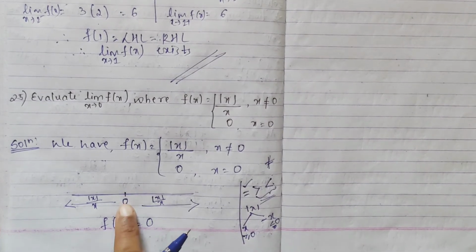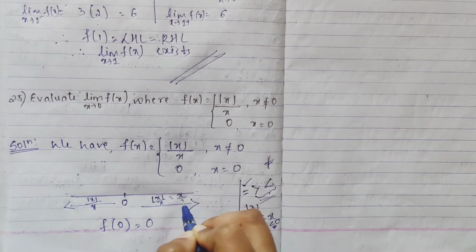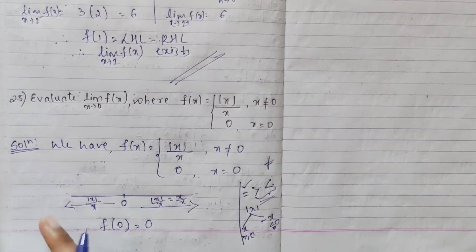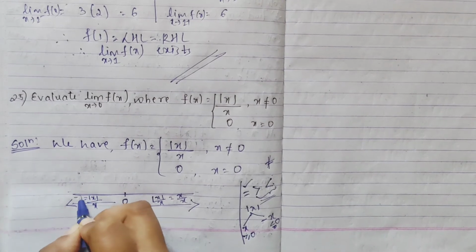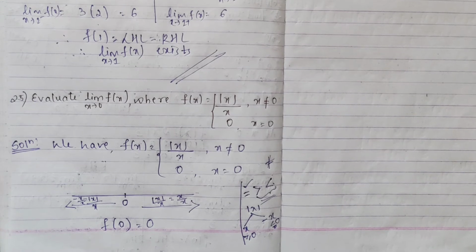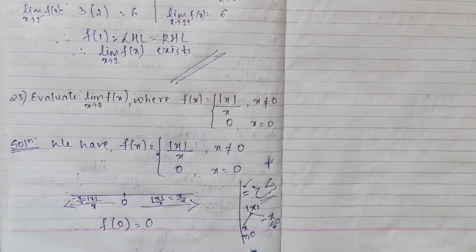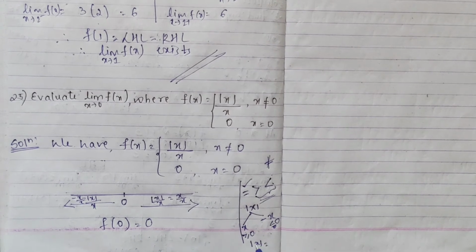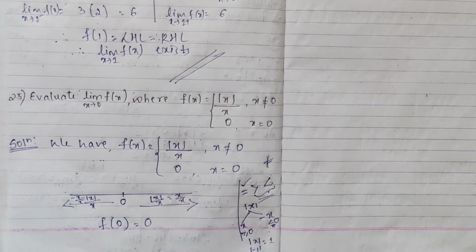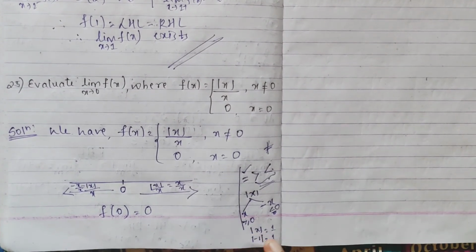So you see, when x is greater than 0, your modulus x automatically becomes x by x. When it is less than 0, your modulus x becomes minus x by x. I have already shown you about modulus x. Modulus of a number: if you take plus 1 you will get plus 1 only, and if you take minus 1 also you get plus 1 only. Negative also becomes positive.